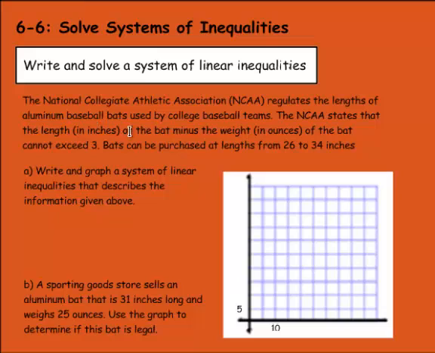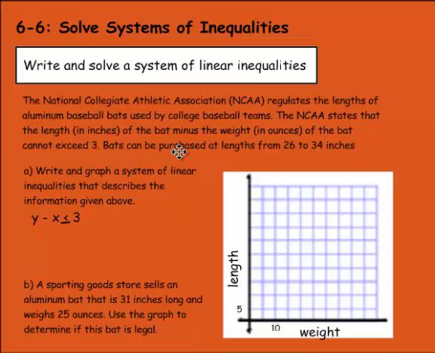So it looks like we're measuring weight and length. So we can go weight over here and length over here. So we can find out a system of inequalities here. So then length would be y, weight would be x. So it says that length minus weight cannot exceed 3, meaning that y minus x must be less than or equal to, that's what cannot exceed means, less than or equal to, and then that's got to be 3. So that would be our first inequality here.